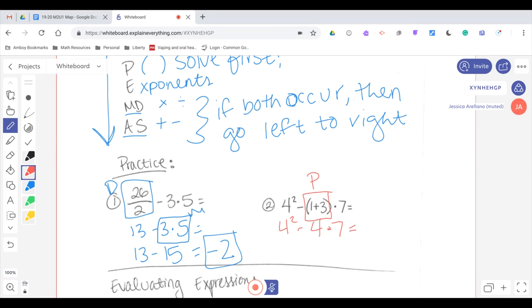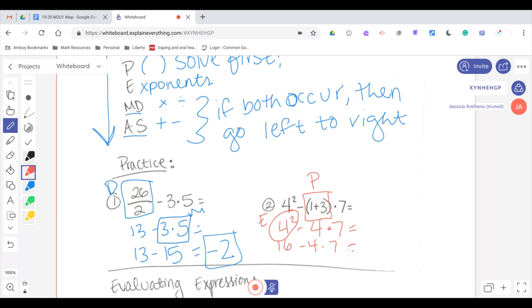Okay. I did parentheses. Now I need to tackle this exponent. Remember, an exponent means that number times itself however many times. So this means 4 times itself twice. So 4 times 4 is 16 minus 4 times 7.